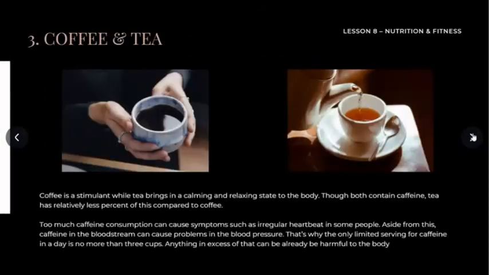Next, we have coffee. So coffee and tea both contain caffeine, and too much caffeine will make our heart beat abnormally, or let's say magkakaroon ng irregular beat, or to be exact, magpapalpitate. Caffeine in the bloodstream can cause problems in blood pressure. That's why the limited serving for caffeine in a day is no more than 3 cups. Anything in excess of that can already be harmful to your body. So if you can limit yourself to 3 cups or less, let's say 2 cups a day, then that's enough.